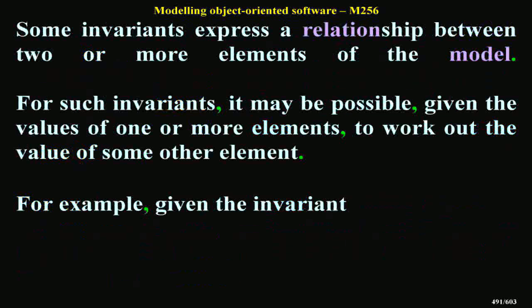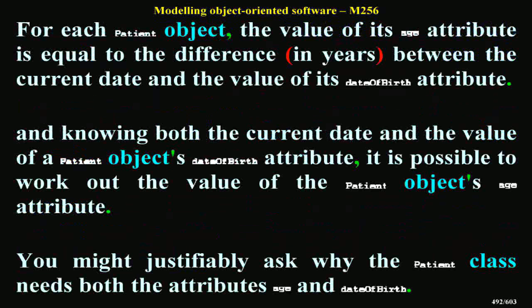Some invariants express a relationship between 2 or more elements of the model. For such invariants, it may be possible, given the values of one or more elements, to work out the value of some other element. For example, given the invariant, for each object, the value of its attribute is equal to the difference in years between the current date and the value of its attribute, and knowing both the current date and the value of an object's attribute, it is possible to work out the value of the object's attribute.